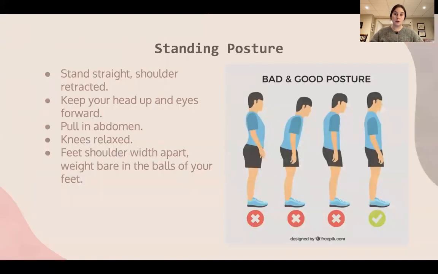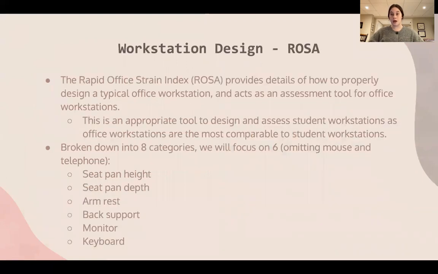So to properly employ the sit-stand ratio, we need to understand proper standing posture. So when standing, you should stand upright with your shoulders retracted. You should keep your head up and eyes forward and pull in your abdomen to protect your back. Your knees should be relaxed with your feet apart, and your weight should be evenly distributed between the balls of your feet.